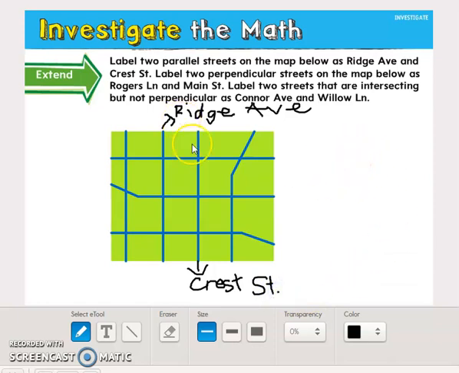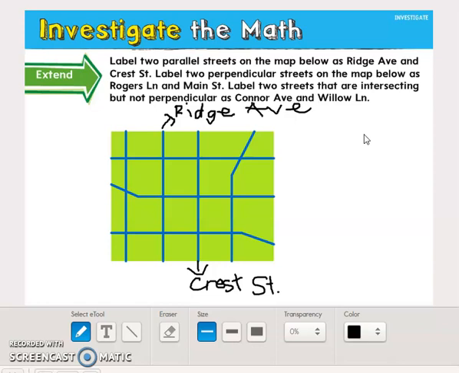Okay, so these two are parallel to each other. Then I need to label two perpendicular streets as, let's see here, Rogers Lane and Main Street.